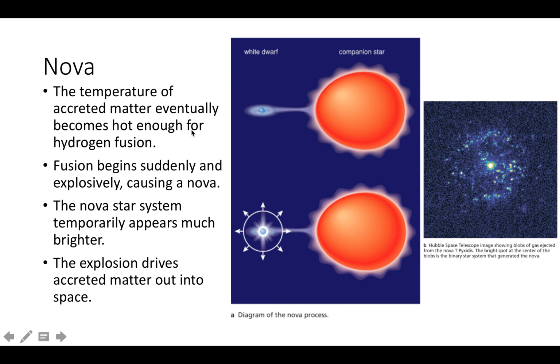Okay, novas. So here's our white dwarf, here's that companion star, and it's gaining mass, as you can see here. So the temperature of the accreted matter becomes hot enough for hydrogen fusion to take place, and when fusion occurs, it occurs very suddenly, very explosively, resulting in a nova. And obviously, a nova star system is temporarily brighter, okay? And the explosion can drive this matter that's been floating around here out into space.